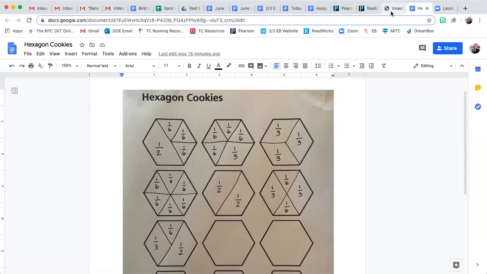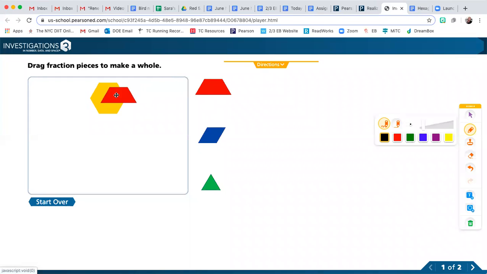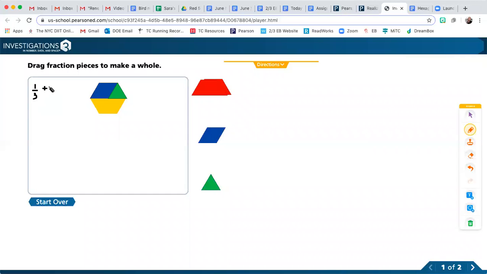So let's look at this here. This is our half of a cookie. What are some ways that we can put these together to create half of a cookie? One way that we might do this, we could say 1/3 plus 1/6, right? And that's equal to a half. So 1/3 plus 1/6 is equal to a half of a yellow hexagon cookie, right?